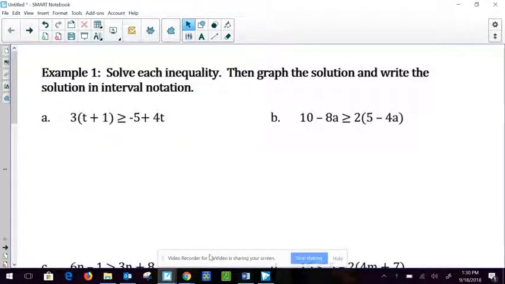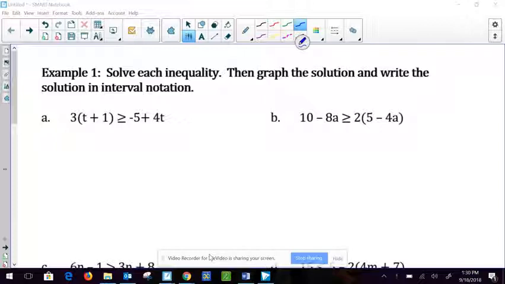Everybody, welcome back to Algebra 1. Today we're going to be working with multi-step inequalities. Do you remember that trick that if you divide by a negative, what you need to do to the symbol in the middle? You guessed it, flip it.